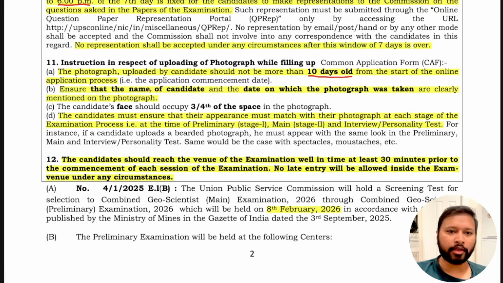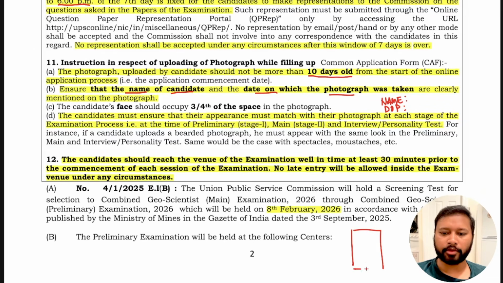And ensure that the name of the candidate and the date on which the photograph was taken are on the photograph. So your photo should contain your name and date of picture. Both these things should be there. If this is your passport size photograph, here should be your name and here should be the date of the photograph. You can do that digitally.